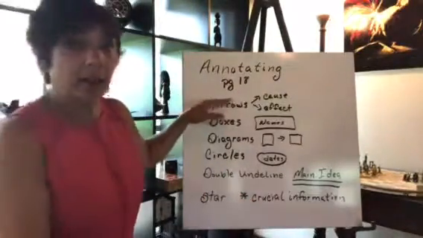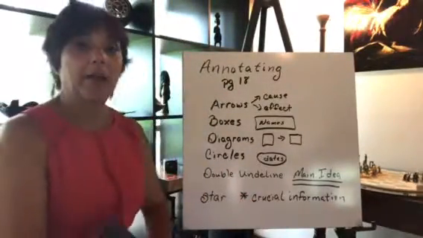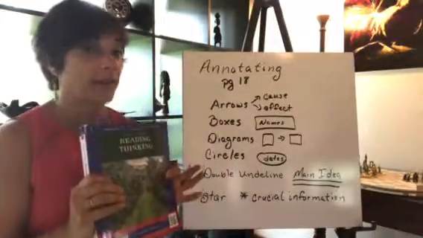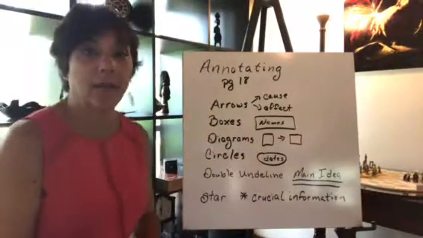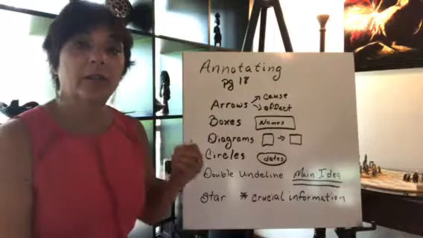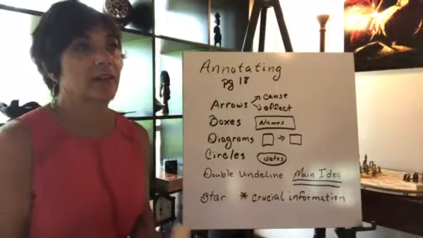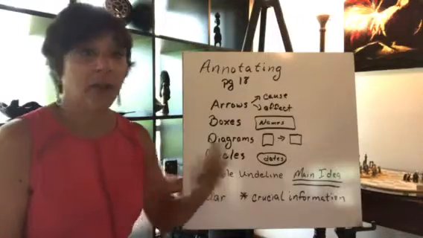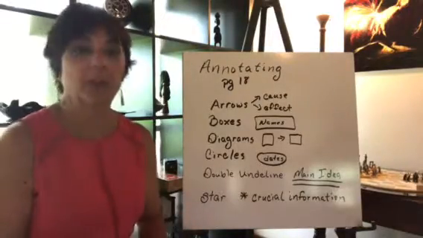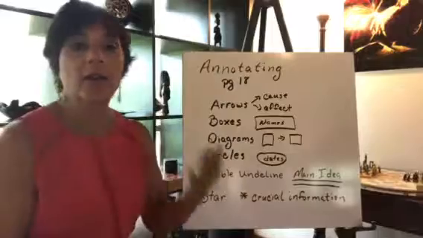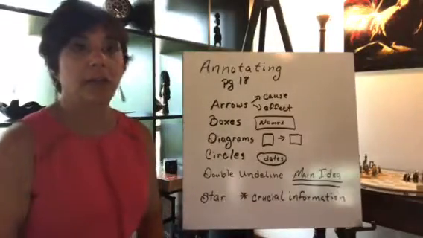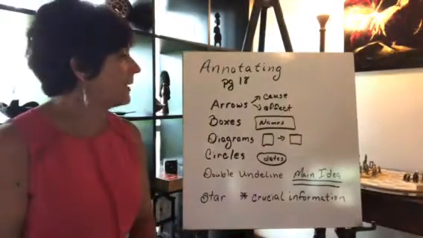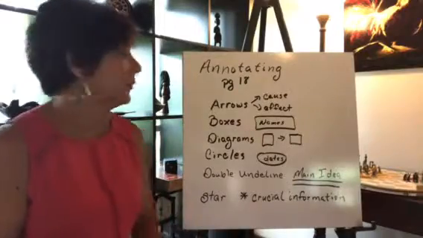So a little on annotating. You can find more ideas on page 18. I just highlighted some of them. You should develop annotation symbols for yourself. You can copy them from a textbook such as this one on page 18 or any other strategies you might have learned in another class that you brought with you from high school.